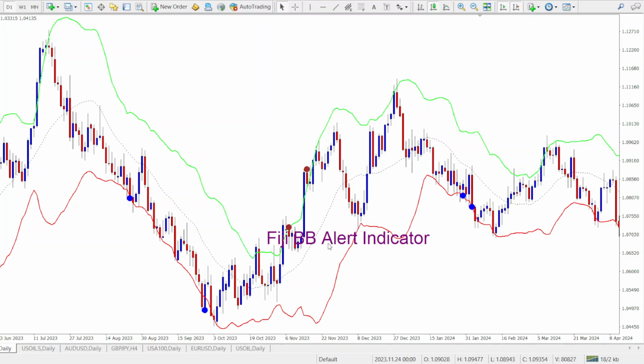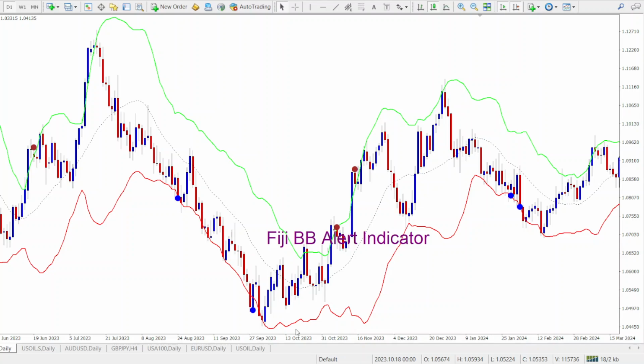When you have the price bouncing off the lower band, you enter a buy trade after you have confirmed your buy entry. So if you confirm your buy, perhaps by identifying a bullish candlestick pattern, you can enter a buy once you've confirmed your entry. And then you set your stop loss just below the swing low.